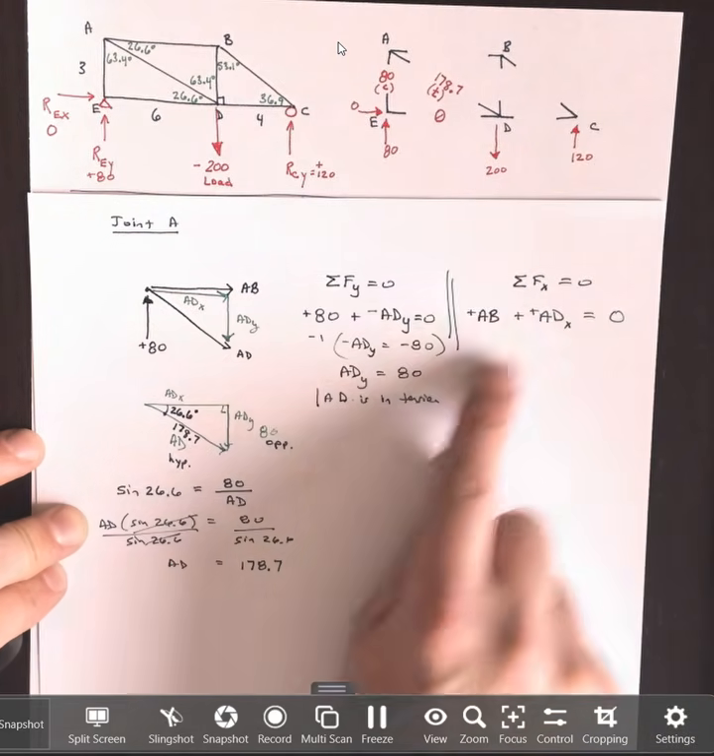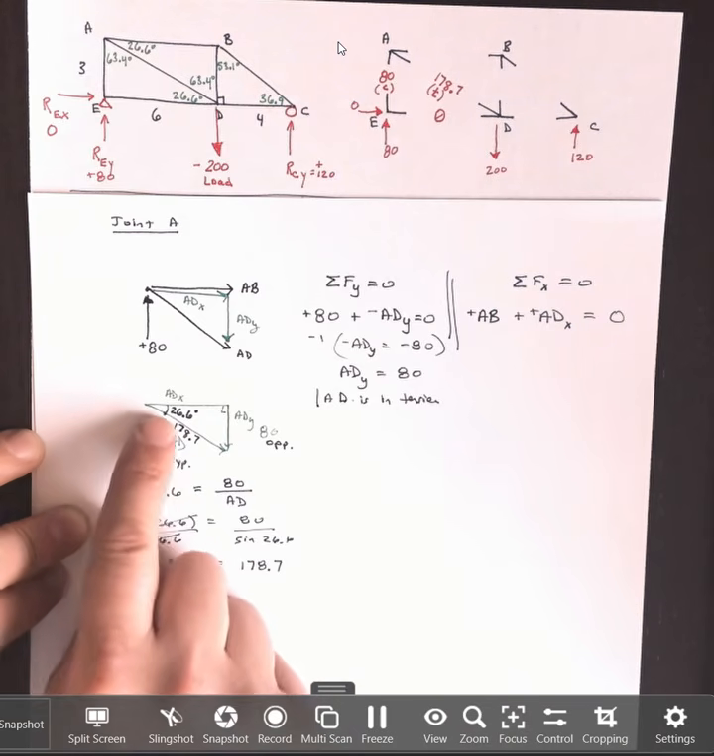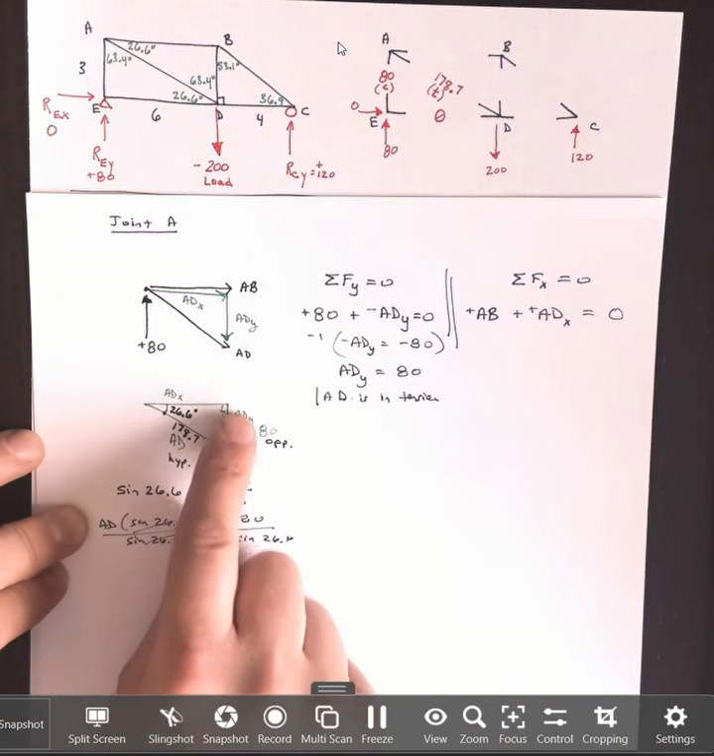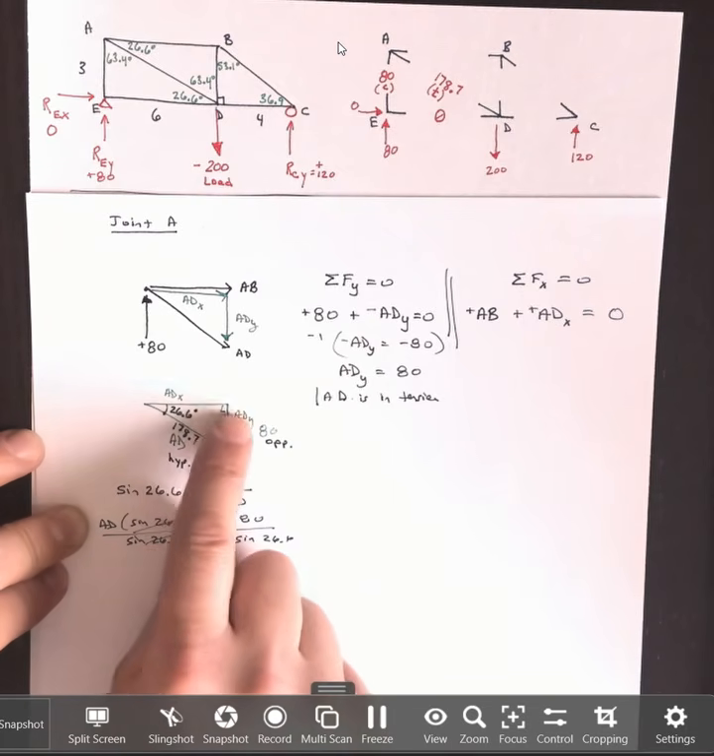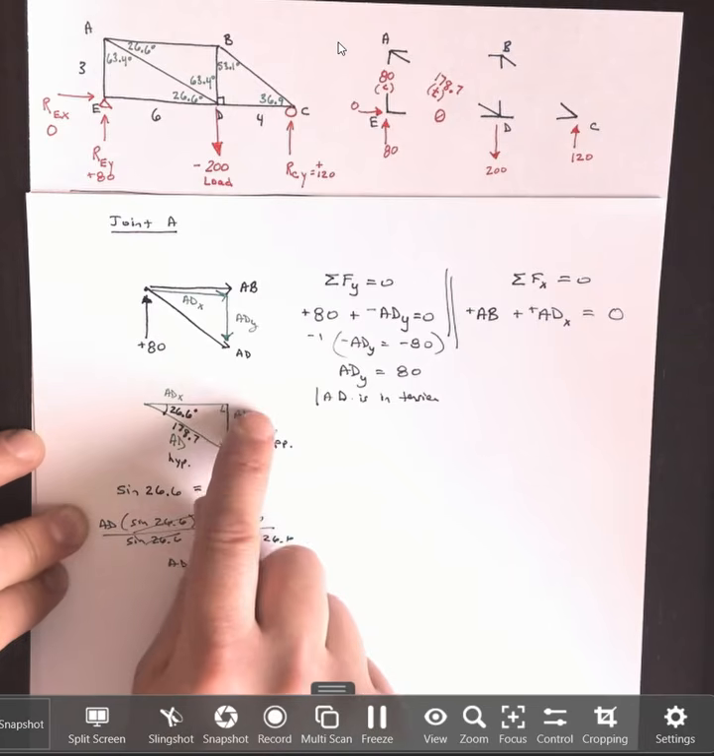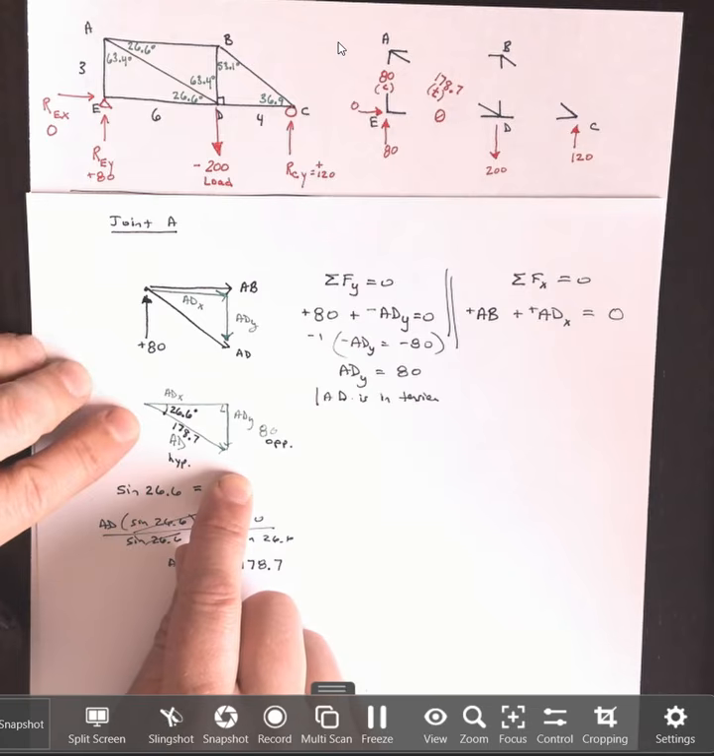Now how to get this horizontal component? It's just coming back to the right triangle. I can use trig again, or now that I have 2 out of 3 sides, I've got this side is 80, this side is 178.7, I could use the Pythagorean theorem. That works too. Just treat the forces like distances in solving your right triangle trig.